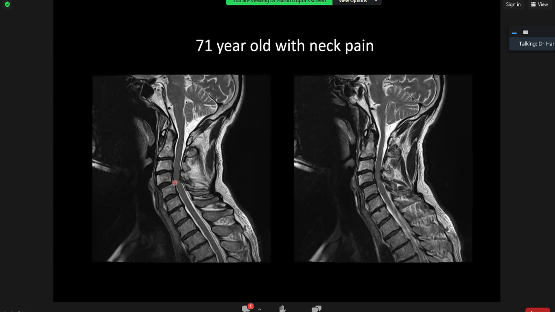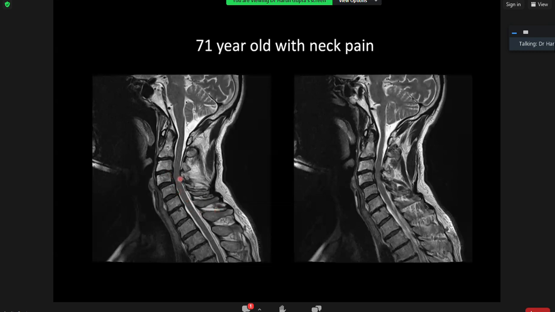So the only thing that really matters in degenerative cervical spine is central stenosis and myelopathy. Foraminal stenosis is common and not always operated. Very few cases of foraminal stenosis get operated. Most cases get operated because of central stenosis and myelopathy. So it's important to pick up myelopathy.